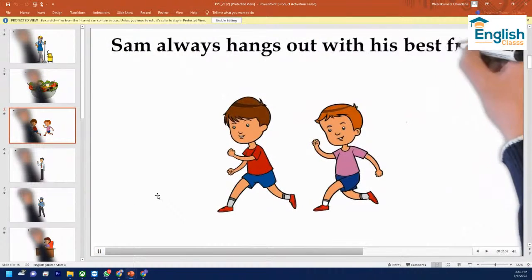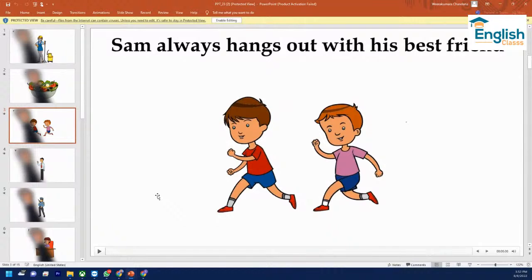Next example. Sam always hangs out with his best friend. This is a simple present tense sentence. What is the subject here? The word Sam. Sam is a singular subject. So we have added S sound to the verb hang out. Then it becomes hangs out. The word always has been used just before the verb. Sam always hangs out with his best friend.